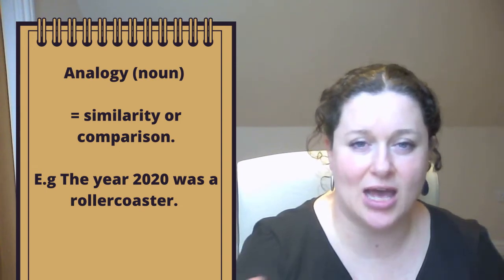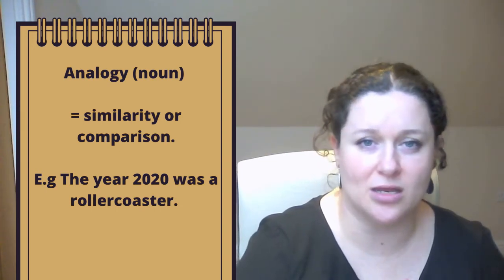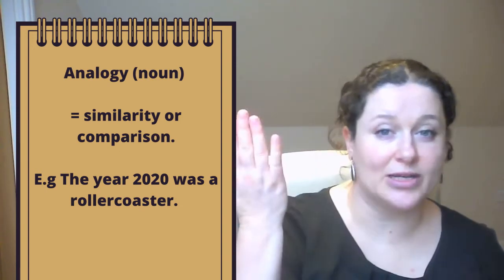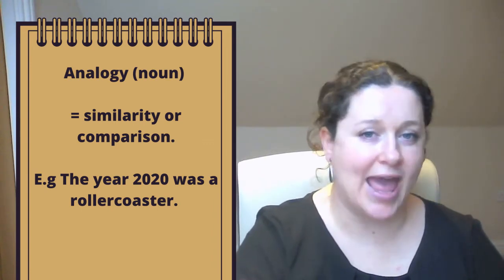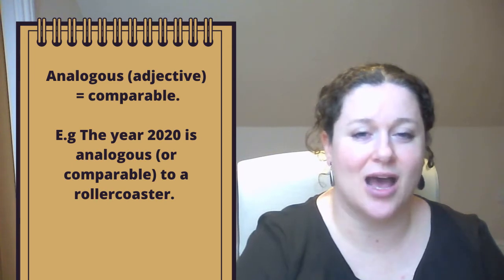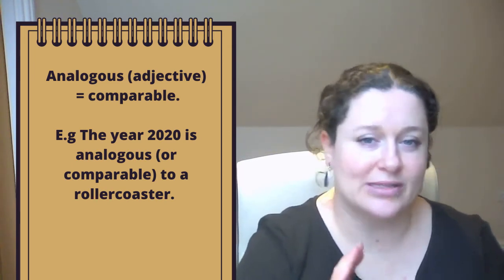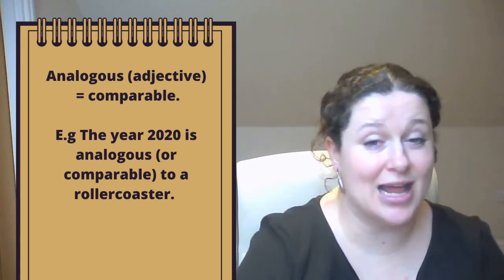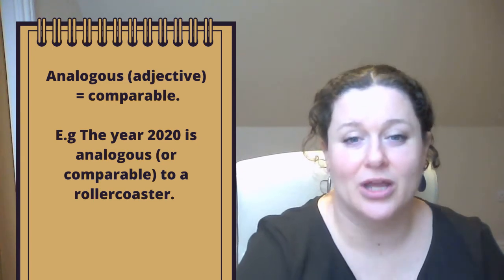Analogy is a similarity or comparison. So for example, the year 2020 was a roller coaster. Analogous means comparable. So for example, the year 2020 is analogous or comparable to a roller coaster, because there were lots of ups and downs and so many unexpected things in that year.